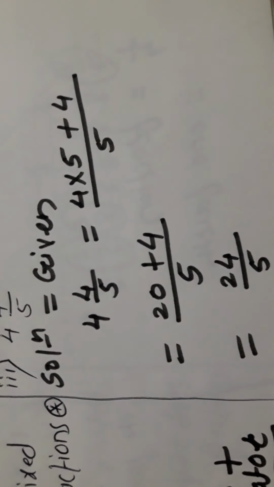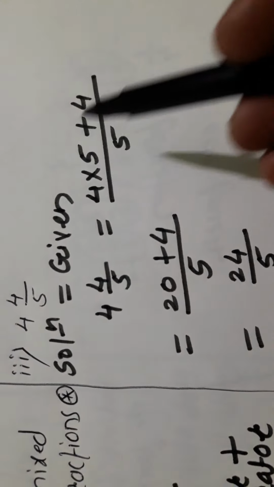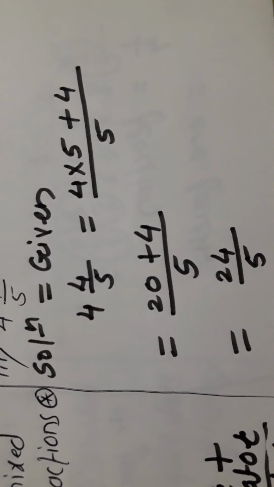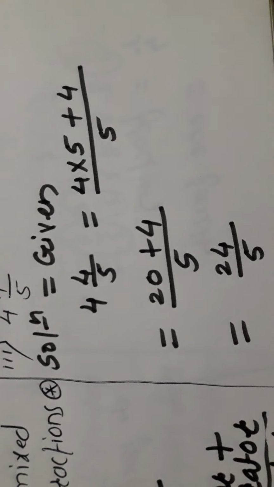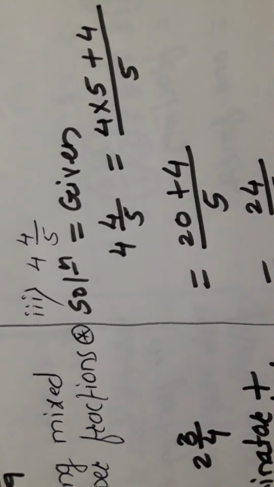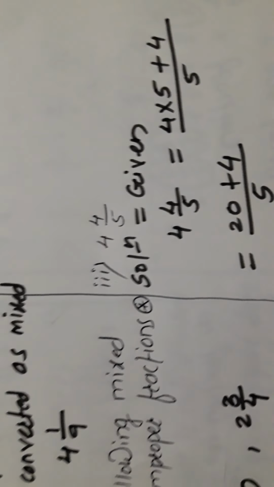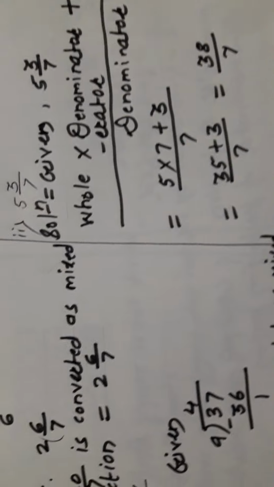In this example, see here, we have not used the formula, but according to the formula I kept the values and I got the answer, that is 24 upon 5. I hope you are getting this. Try to understand. If you have any doubt, you can talk to me, no problem at all. Write in your notebook as notes.